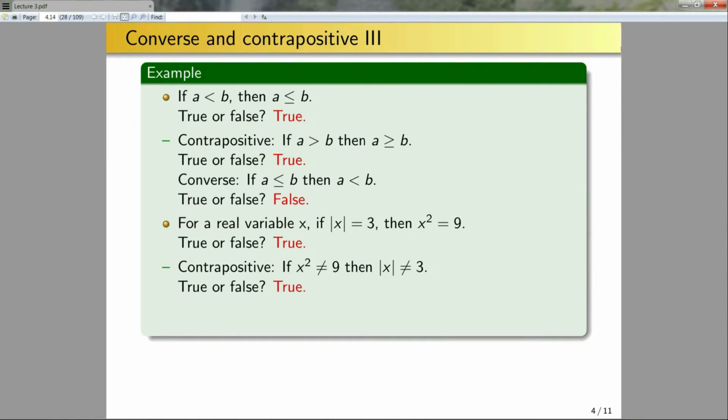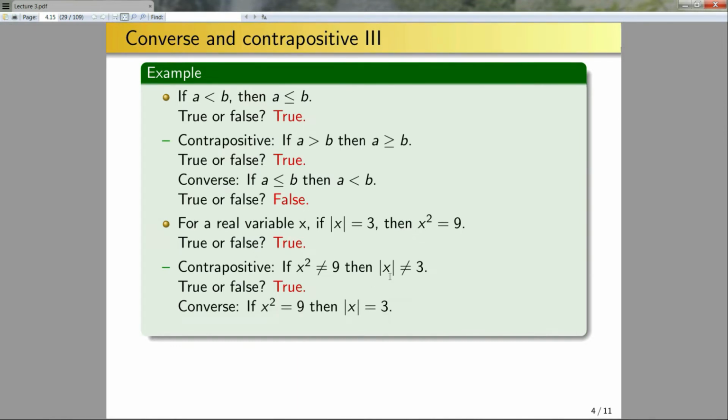Well, it can take a little bit of thinking, but this is true. If x squared is not equal to 9, then that means x is not equal to positive 3 or negative 3. It can take on any other value, just not positive 3 or negative 3. Therefore, when I take its absolute value, there's no way it can be 3. Okay, what about the converse?